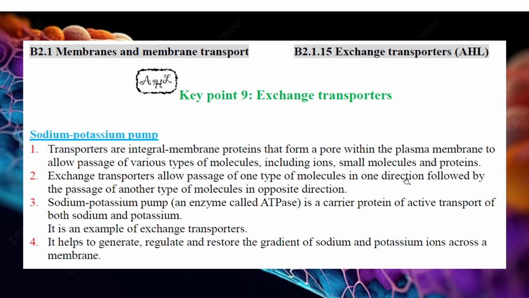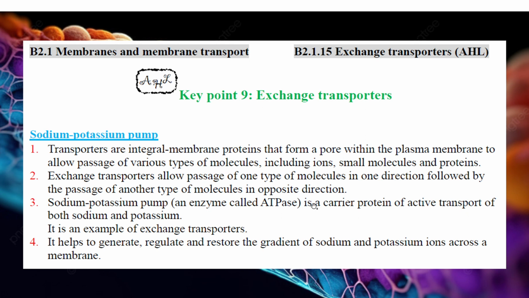An exchange transporter is a special one. It allows one molecule to travel in one direction, followed by the passage of another type of molecule in the opposite direction. So it is a smart way, and we'll learn it later. It's a channel that pumps the sodium to one side, and then when it opens to the other side, it pumps the potassium to the other side. So it's an efficient way: one channel, two things transported, in opposite directions.